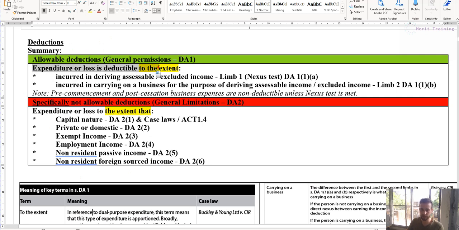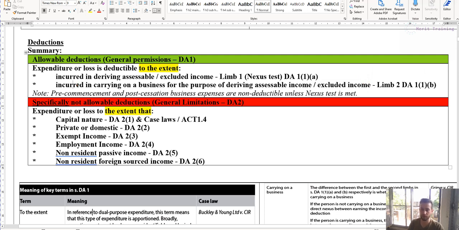So the first test is called general permissions, and this comes under DA1. In order to get a deduction, you need to pass these tests. These tests are, number one, incurred in deriving assessable income, or incurred in carrying on a business for the purpose of deriving assessable income. So let's say you're carrying on a business and you pay an accountant for accounting fees. Can you deduct that? Well, in order to do your business, you need to know how much money you're making, and you need to account for that so you can pay your tax. So yes, this is part of your business. Therefore, that would be satisfied under this clause here, limb 2, DA1(1)(b).